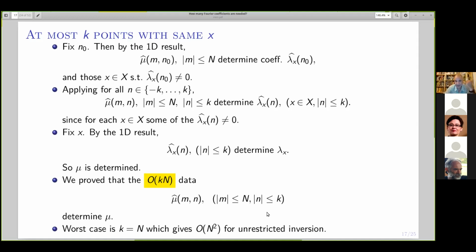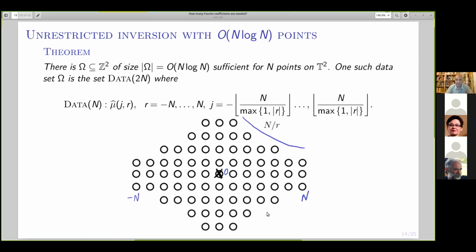And what we're going to do next is lower this n squared to n log n, which is quite an improvement. So what we're going to show is a very, very specific set that we present. There's an omega in Z squared, a set of frequencies of size n log n, which is sufficient. I'm going to show you precisely what omega is. It will allow me to determine every measure on n points on T squared. And one such data set, which I would like to call data 2n, is what arises from the following definition.